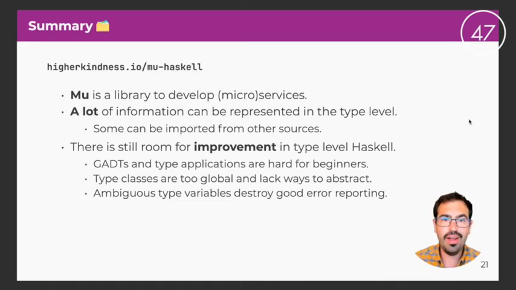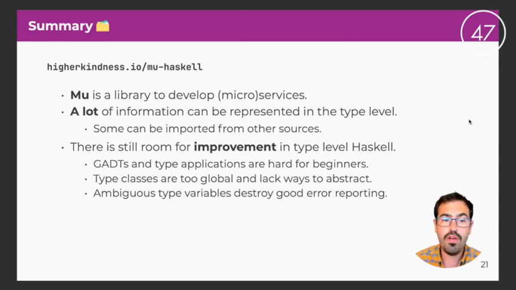Well, so that's all. In summary, Flavio and I have presented Mu, which is a library to develop microservices. You are more than welcome to go to our webpage, try it, look at the code, raise some issues. Something we found very interesting is that a lot of information can be represented at the type level. That's a well-known thing in the Haskell community. But I think we move a step forward by actually importing this information from other sources. So we take that sort of typing information in the form of service definition or schema definition, which already circulate in projects, and we read this and turn this into something which Haskell can reason about.